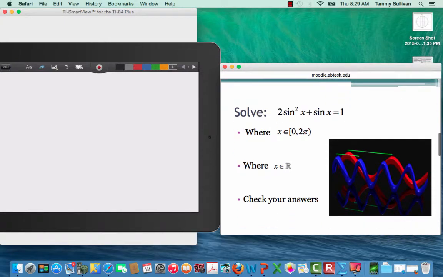So let's start off with this example here, and if you want to, you can stop the video, try it on your own, and then start the video and see what I did. I've got two parts here, one with just the solution for the first period, and then the second one for all, and then we're going to check our answers. So when you're looking at this example here, it's quadratic looking in nature, so I'm going to set it equal to 0.